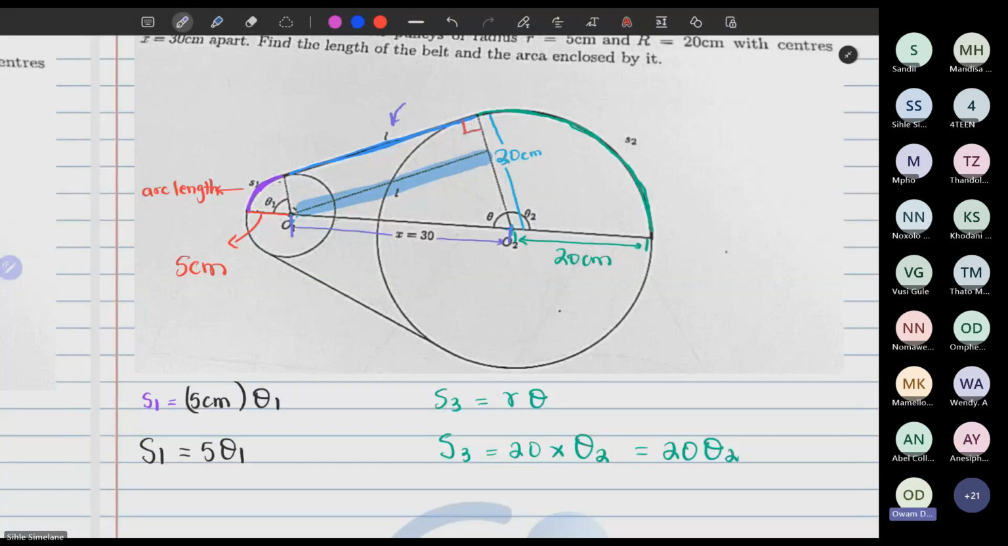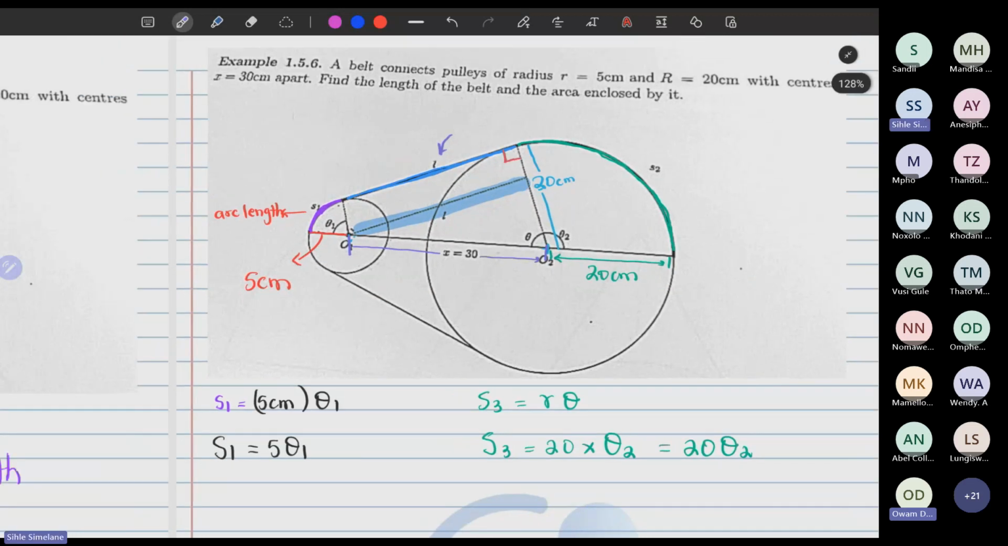We can use the theorem of Pythagoras. When we use the theorem of Pythagoras, what exactly are we finding? We will be finding the length because we are given the radius is 20 for the bigger circle, right? And then we have the distance between the centers, which is 30. So if we subtract that 5 from 20, we will get the other length so that we can calculate L.